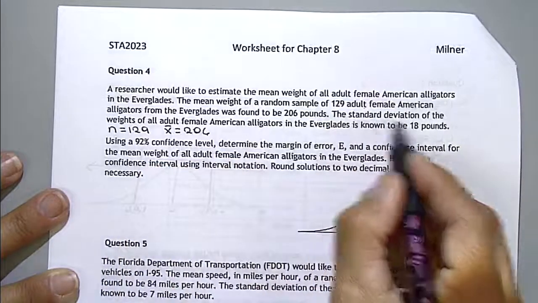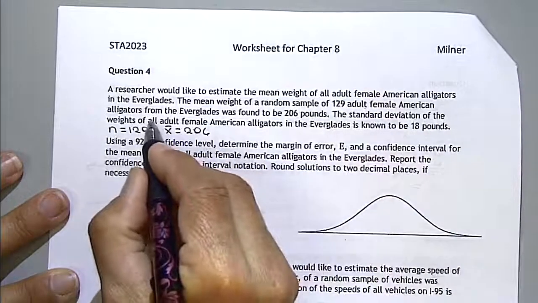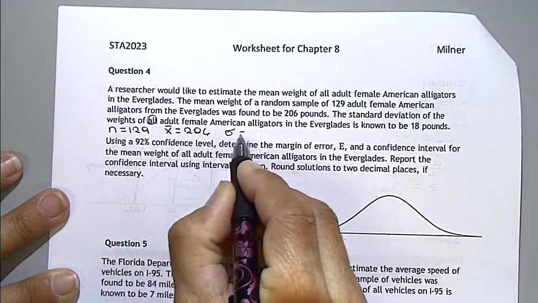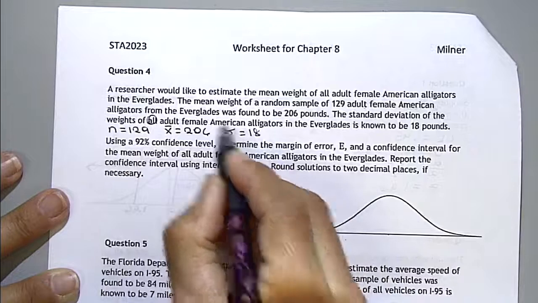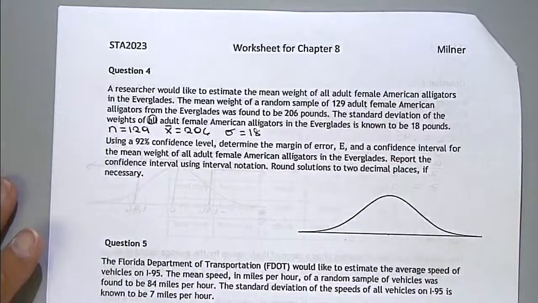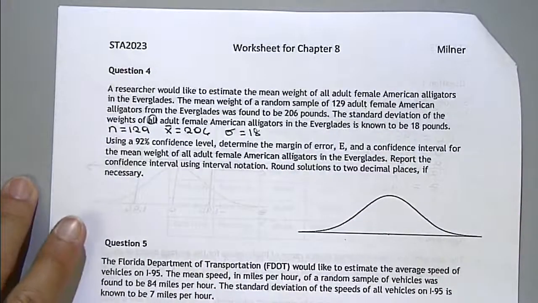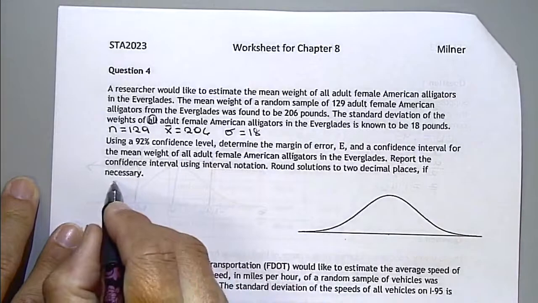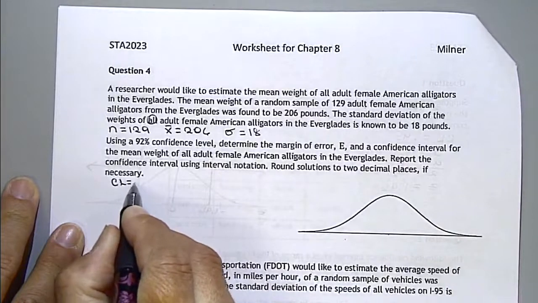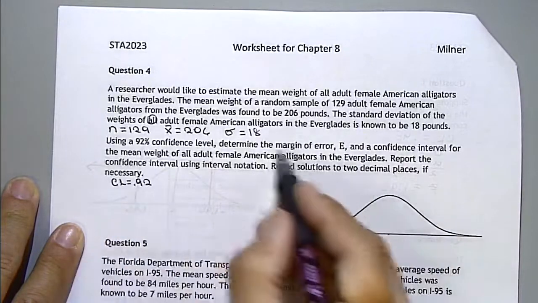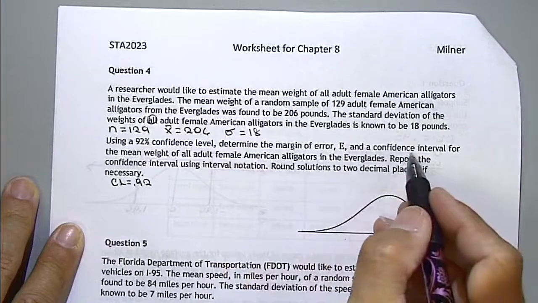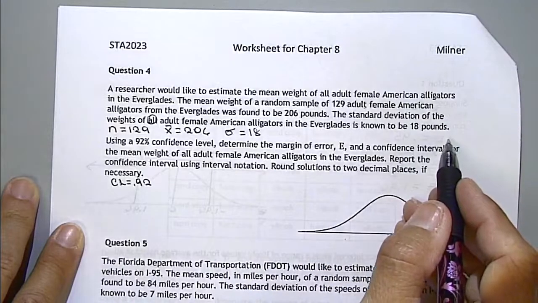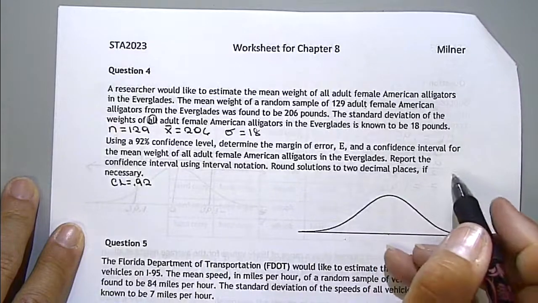And then it says standard deviation of the weight of, look, here's my word, all, standard deviation of all is known to be 18 pounds. That's what I got out of that first paragraph. You should see that and get that too. Okay, I want a 92% confidence level, so I'm going to go ahead and say that's going to be a 0.92, right? And it wants to determine the margin of error and the confidence interval. So I got to find everything this time. This is all they really give me. I got to find it all, okay?